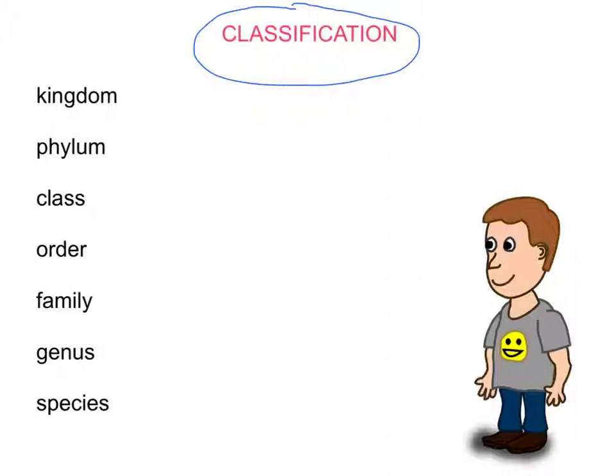So we start here with kingdom. Now the kingdom essentially represents 5 very large groups: the plant, the animal, the bacteria, fungi and protozoa groups. So they're the 5 big kingdoms that all living things belong to. So they belong in one of those 5 big groups.